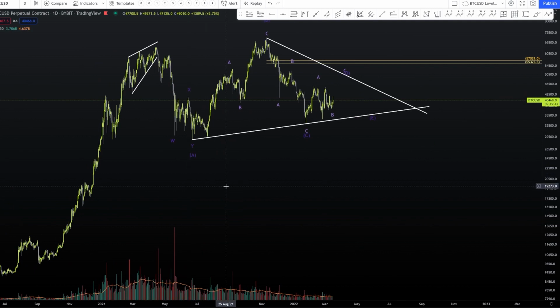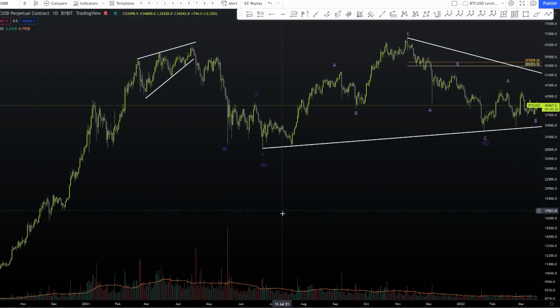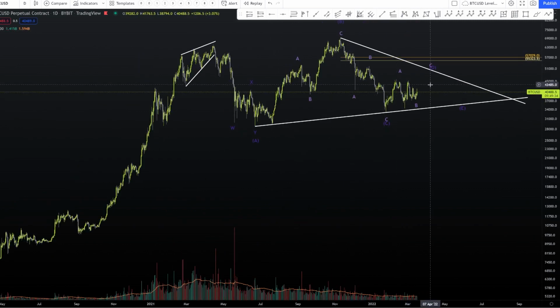That's really the biggest downside to this count to me personally, because it's not very common to see a WXY in the wave A. It's more common to see it in the wave C, D, or E. Most typically in the wave C, you'll get the WXY. However, in this case, we got the WXY in the wave A.